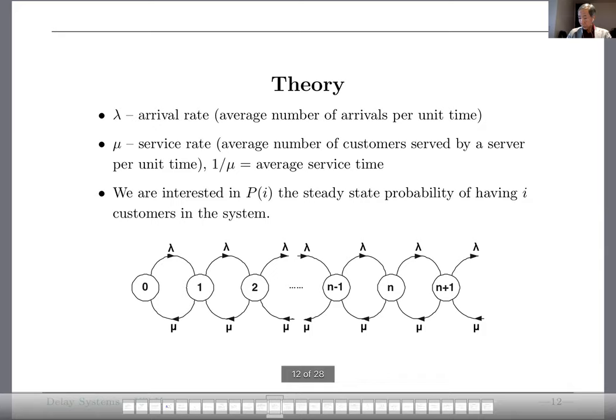Okay, so what does the state mean? State zero means the system is empty. There is no one in the supermarket or in the network. One means the single server, one packet is in and going to the server. So there's one person, one packet in the system. Two means there is one in the server and one waiting in the queue. And so that is the state.